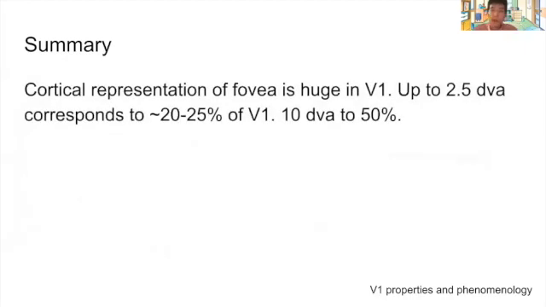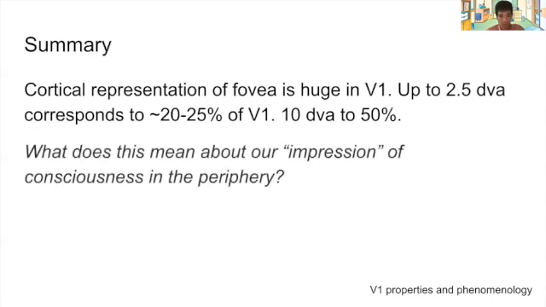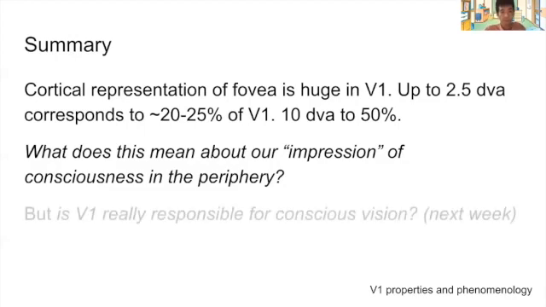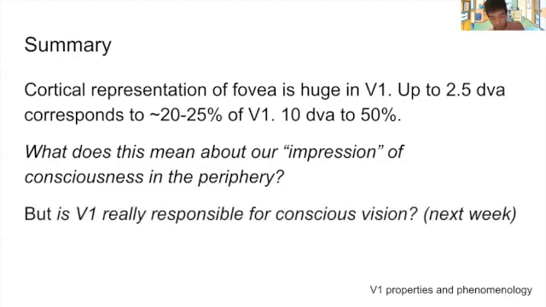Another part of the summary is that the cortical representation of the fovea is huge in V1. Up to 2.5 degrees of visual angle corresponds to 20 to 25% of V1. And a good number to remember is that 10 degrees of visual angle corresponds to 50% of V1. And what does this mean about our impression of consciousness in the periphery? In all of this summary, in a sense, I assumed or implied that V1 is related to our conscious vision. But is it really the case? That's the question that we are going to address next week.